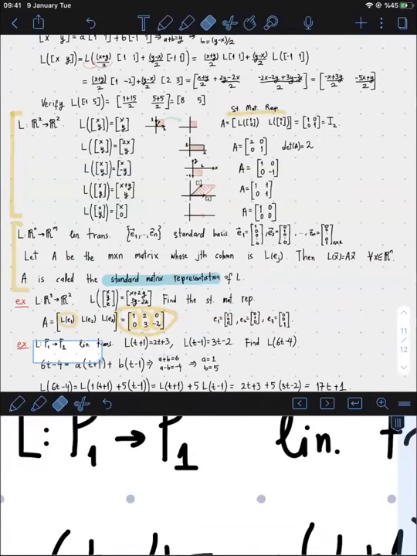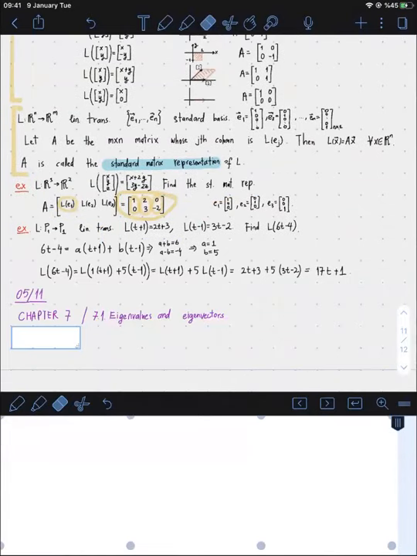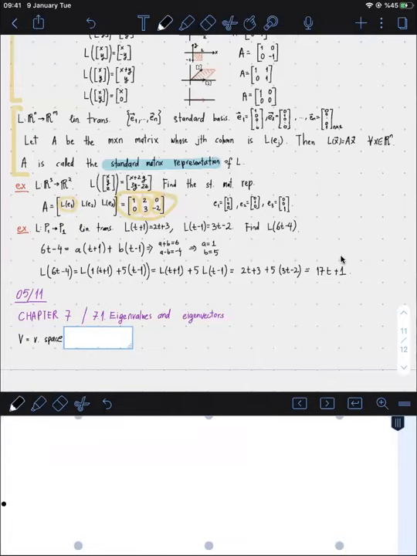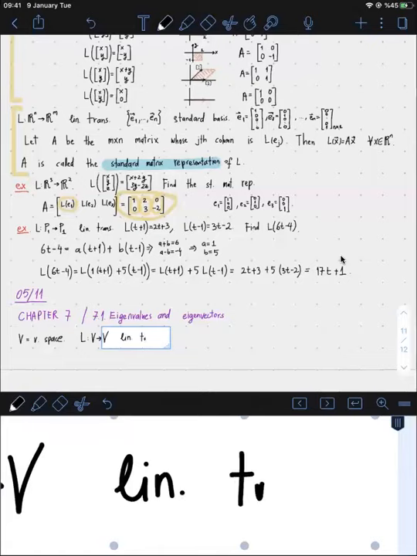The topic of this week is eigenvalues and eigenvectors. So let me talk about those things. What is an eigenvalue of a linear transformation? We start with just a vector space. Let V be a vector space. And we have a linear transformation from V to V.